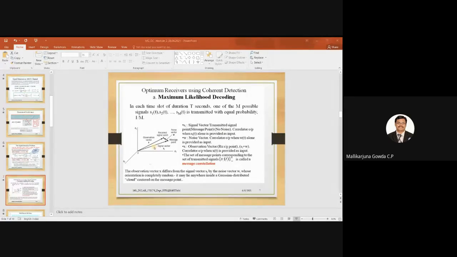The observation vector x differs from the signal vector by the noise vector, right? And even the orientation of this noise will be random, right? So it may lie anywhere inside this Gaussian distributed cloud. Around this, I will show that cloud. What is that noise cloud? It is surrounded at the center of the message point.